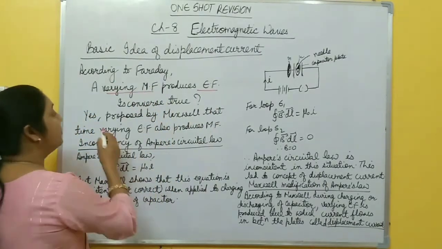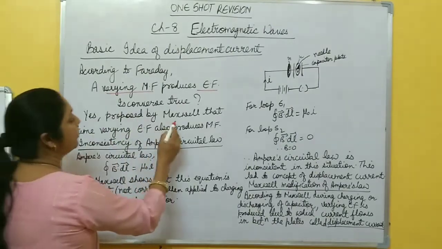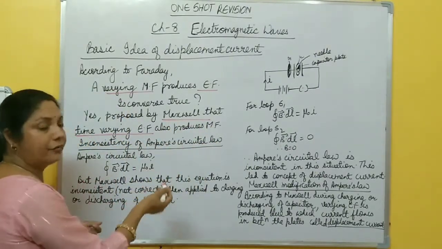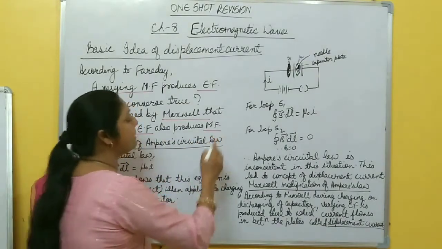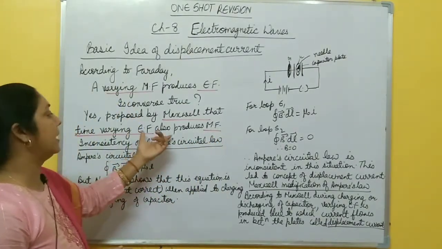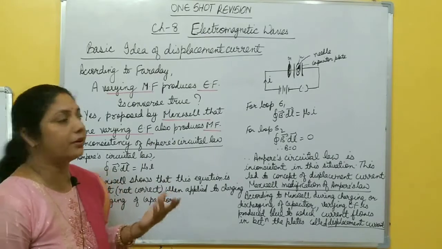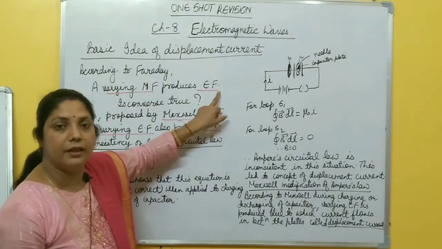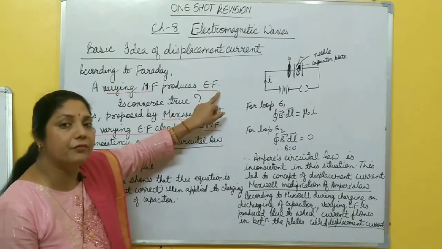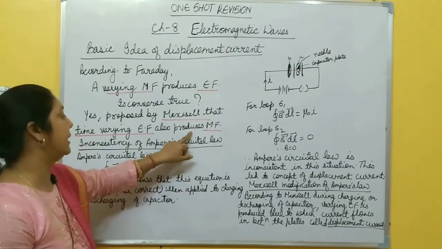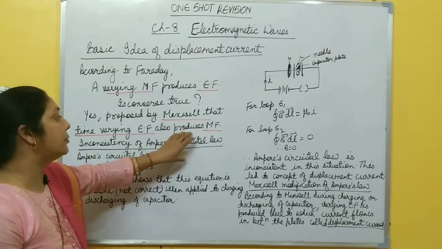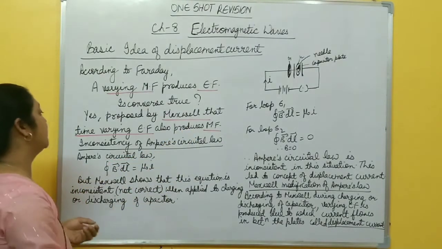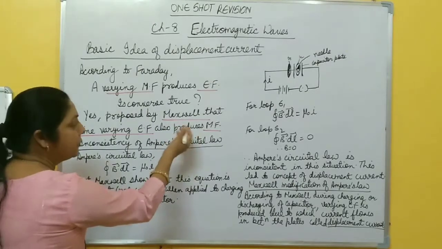Yes. Who proposed this idea? It was proposed by Maxwell, that time varying electric field also produces magnetic field. He gave this idea that nature loves symmetry. If a time varying magnetic field produces electric field, then a time varying electric field also produces magnetic field. And he proved this with the help of some experiment also. Okay, so how did he prove this?